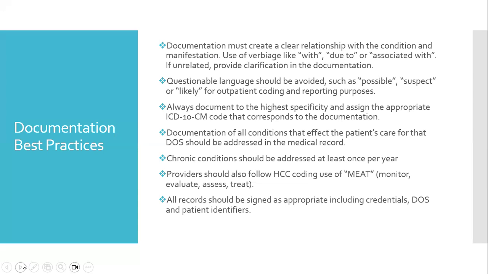So we want to make sure that our providers are documenting to the highest level of specificity so we can assign the most appropriate ICD-10 code. When I say the highest level of specificity, a lot of times, as you know, providers will just say diabetes. They won't say type 1 or type 2. With diabetes specifically, the default is type 2. So if your provider's not telling you that this patient is a type 1 diabetic and all they're saying is diabetes, then by default we have to choose the E11.9.